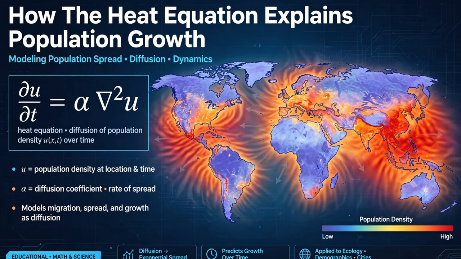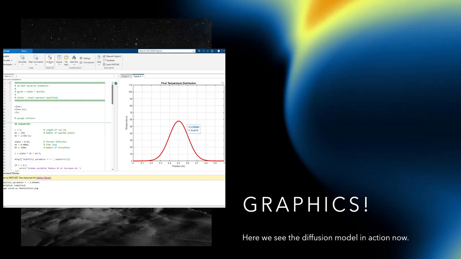So this heat equation, it's a very simple equation. It's del U by del T, the rate of change of U, and U, of course, is our operating variable, the variable that we're interested in. This is some constant times the Laplacian of U. Alpha is the diffusion coefficient times the rate of spread. Of course, this has widespread applications, predicts growth over time, and can be applied to ecology and demographics and cities.